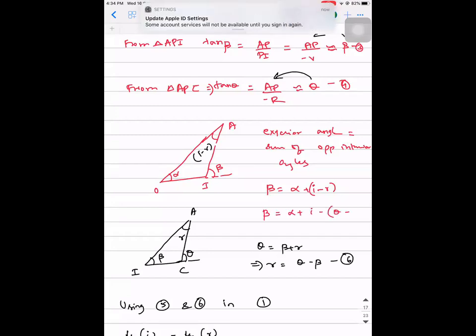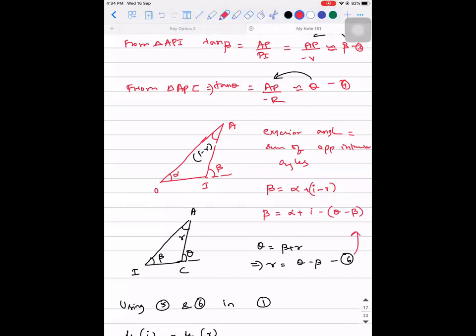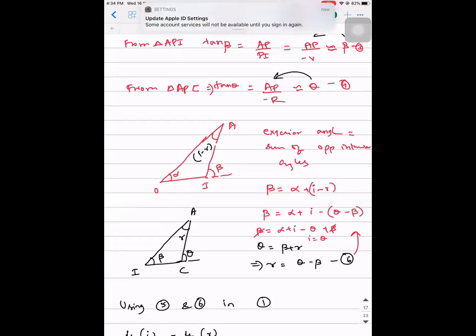In the place of minus R, can I write it as theta minus beta? Did you understand what I did? I'm using the reverse logic. So R is theta minus beta. So beta is equal to alpha plus I minus theta plus beta. This and this will get cancelled. So what is the value of I? I is equal to theta minus alpha.